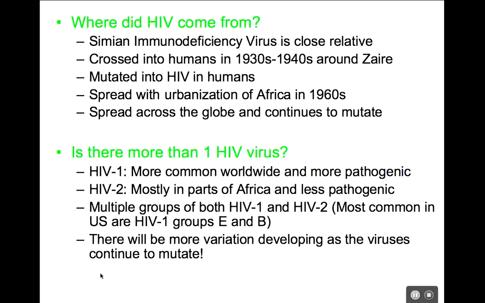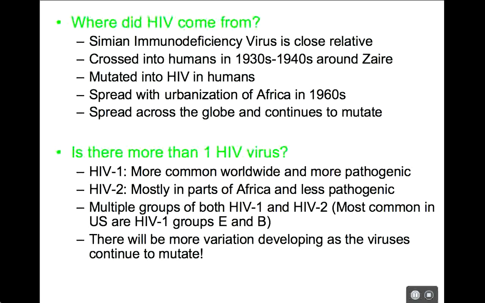HIV-2 is much less common, much less pathogenic, and we don't know as much about it. So 99% of the time they're talking about HIV-1. If they're talking about HIV-2, they would specifically tell you that they're talking about HIV-2. So HIV-2 is mostly seen in only parts of Africa. It's far less pathogenic.